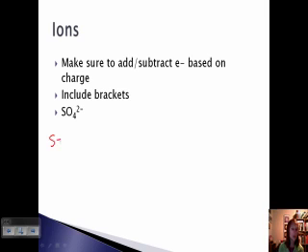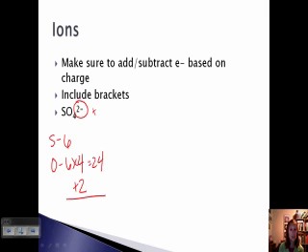Okay, so sulfur donates 6 valence electrons. Oxygen donates 6, but there's 4, so that's 24. And then we have this minus 2. Well, since we're adding up electrons, we're actually going to add 2 more to our total. If this was a 2 plus, we would be subtracting 2 because this means that 2 electrons got removed because it's positively charged. Okay, but we have a minus 2, so this is 32 total.